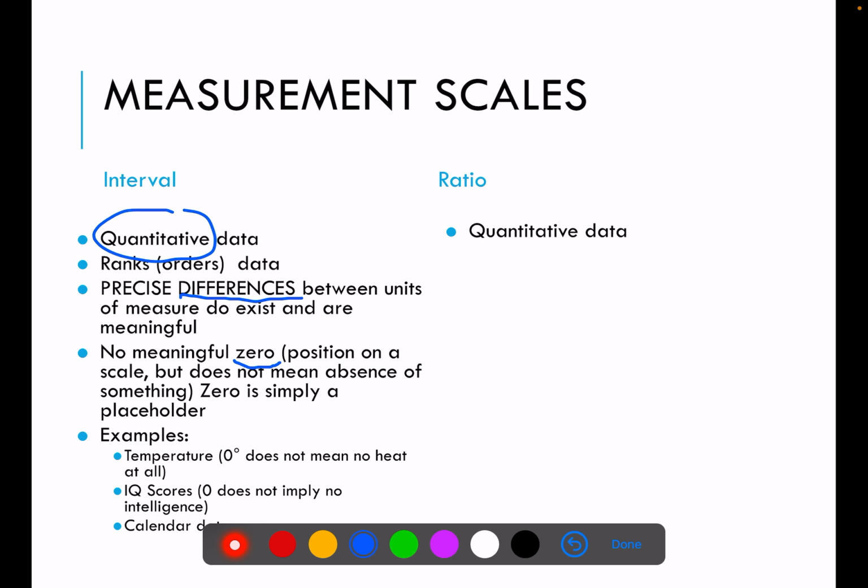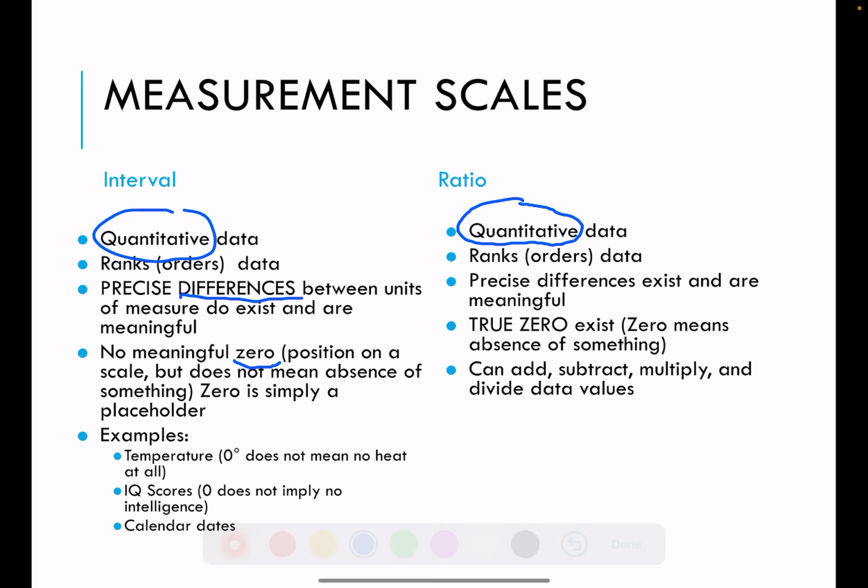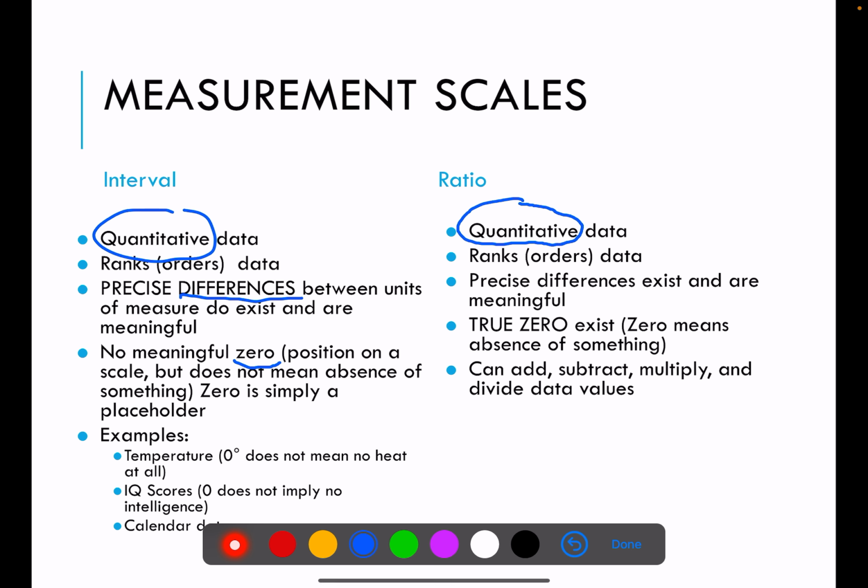For ratio level, they are also quantitative data. It has ranks and order. Precise differences exist and are meaningful. True 0 exists. 0 means absence of something. We can add, subtract, multiply, and divide data values. So that is the highest level of measurement.